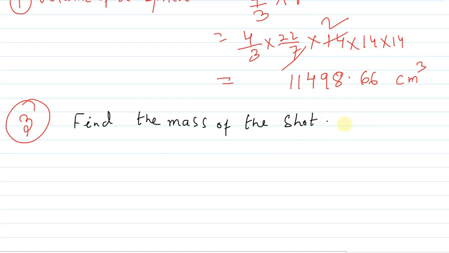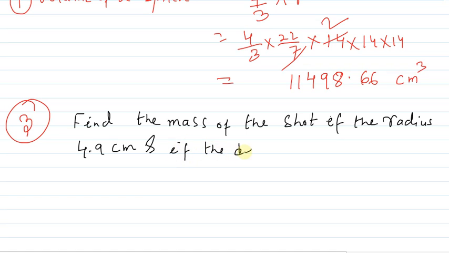Okay. If the radius, you write this statement. If the radius is what given? 4.9 centimeter, and if the density, what is the density, dear? What is the density of the metal?